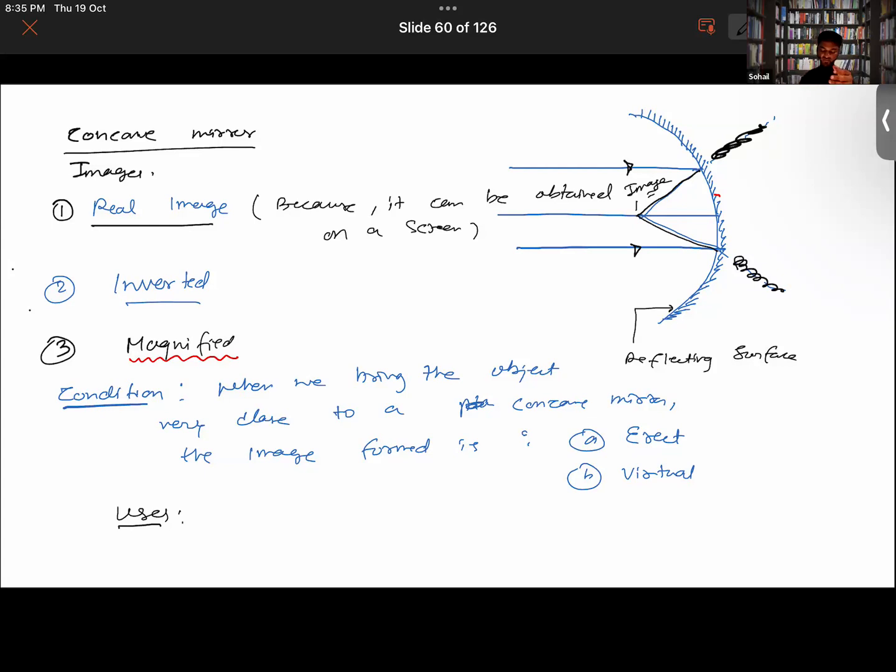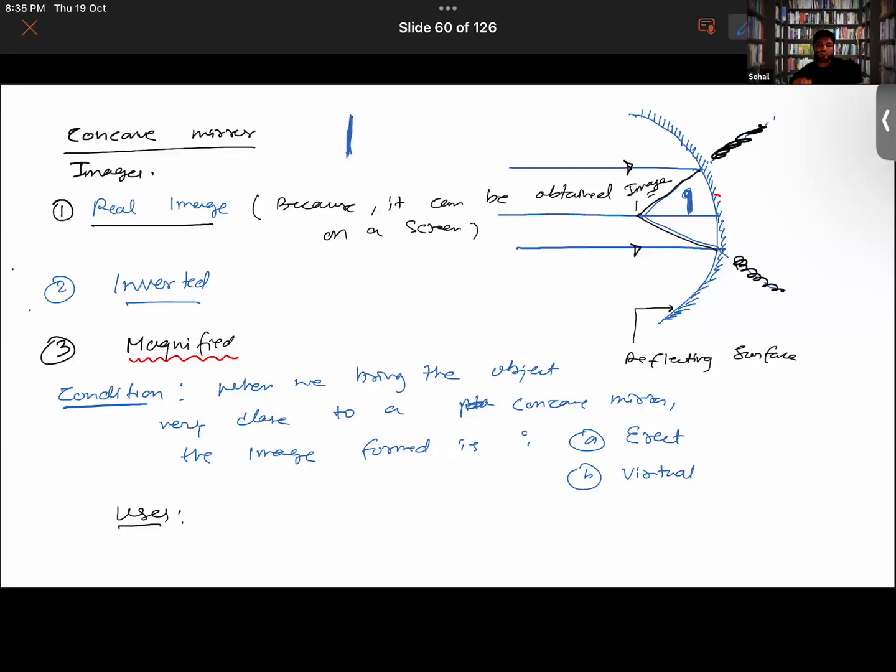For example, if an object is placed very near to the mirror, if it is placed here, or if an object is placed at a very far distance, for example here, then the size of the image or the other properties of the image will change. Getting it now? So usually in a general way, we say that the image formed will be magnified, right? Okay, but there was a condition applied in the case of the concave mirror.